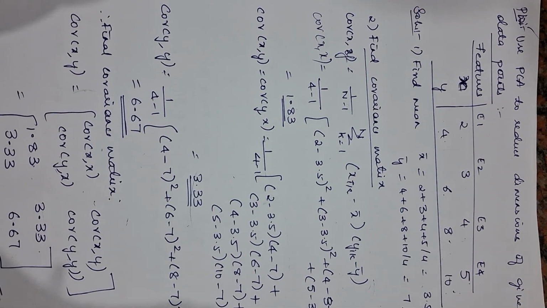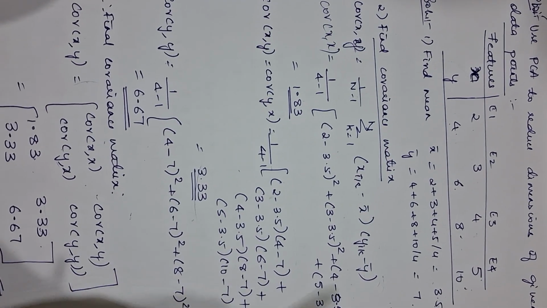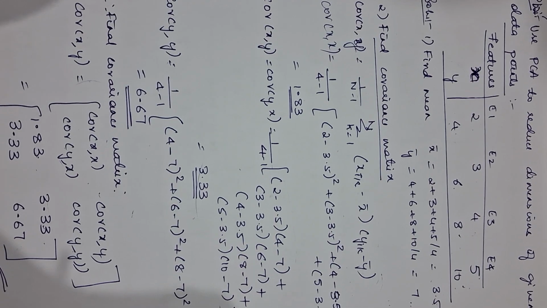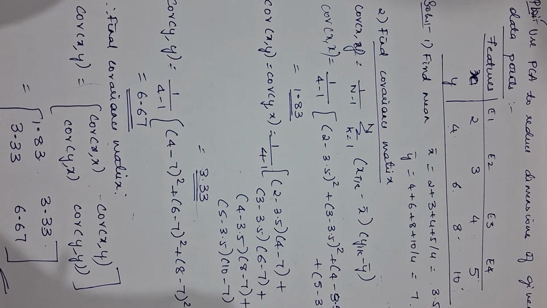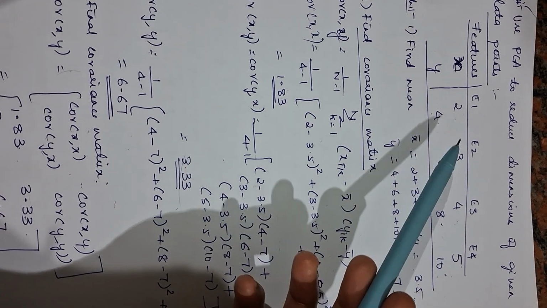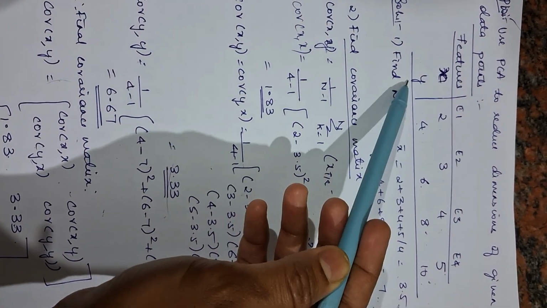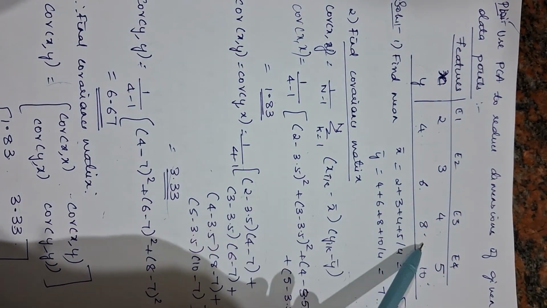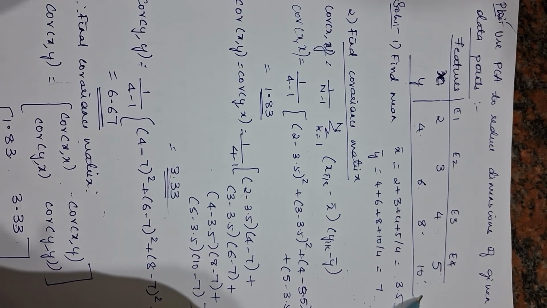In this session, we'll discuss how we can use PCA, that is principal component analysis, to reduce the dimensions of a given data point. Suppose this is a question where I have two features x and y, and these are the four data points E1, E2, E3 and E4.